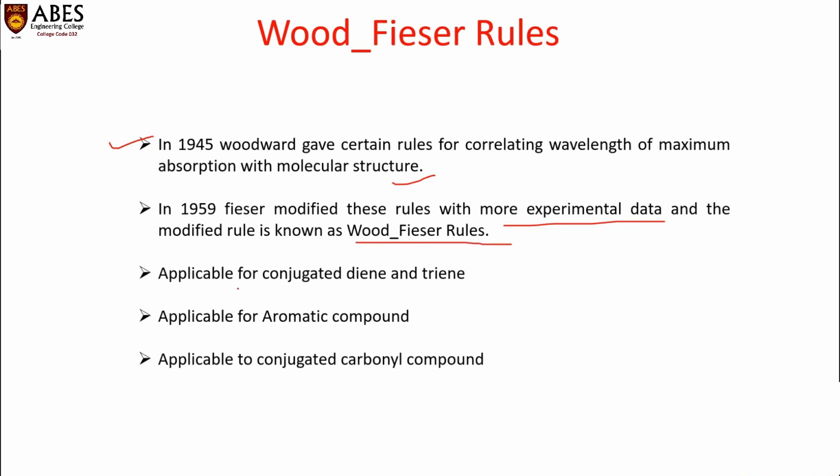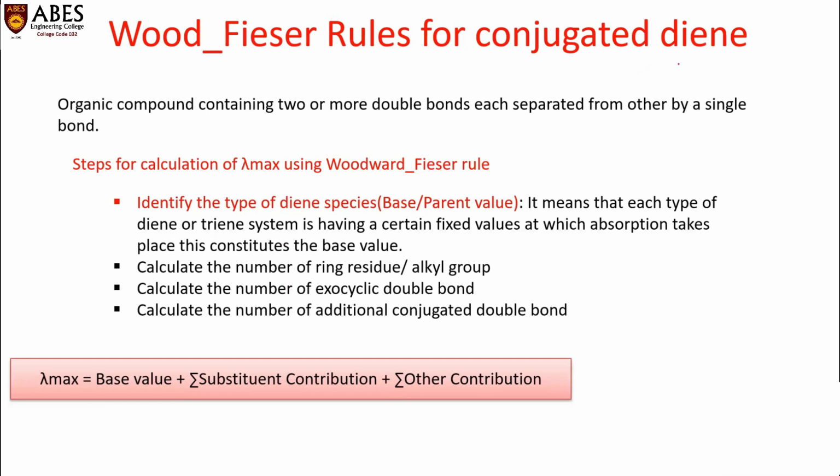This rule is only applicable for conjugated dienes and trienes, for aromatic compounds, and for alpha, beta unsaturated carbonyl compounds. First, we will discuss the conjugated diene. Conjugated dienes are organic compounds containing two or more double bonds, each separated from one another by a single bond. There are some steps for the calculation of lambda max by using the Woodward-Fieser rule.